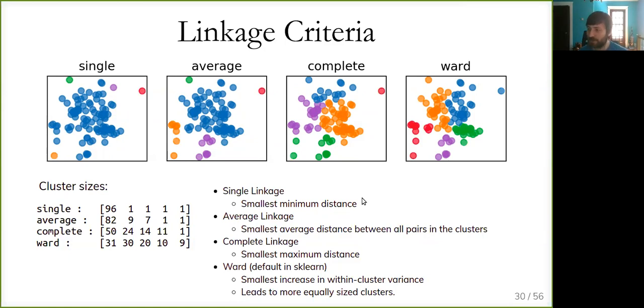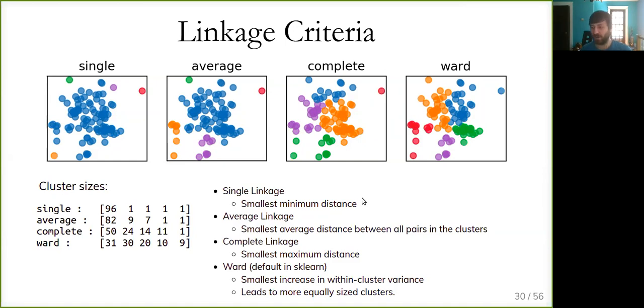Complete linkage looks at the smallest maximum distance. So if you compare two clusters, you look at the furthest away points between the two clusters. So if I have a cluster here and I have a cluster here, look at the point that's furthest away from the other cluster and look at this distance.